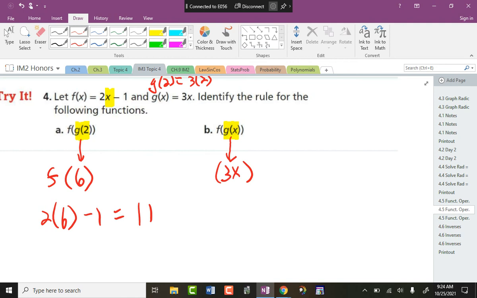Quick question. We got another one. No, for this one, it's a number. The final answers can only be written in one way. When you have f of g of a number, the final answer is a number. When we have f of g of x, the final answer is an expression.